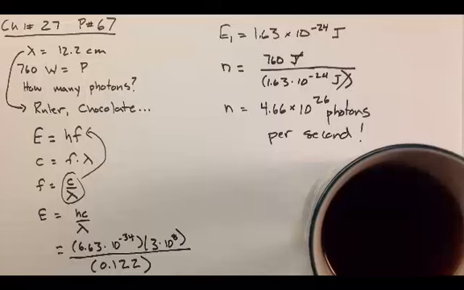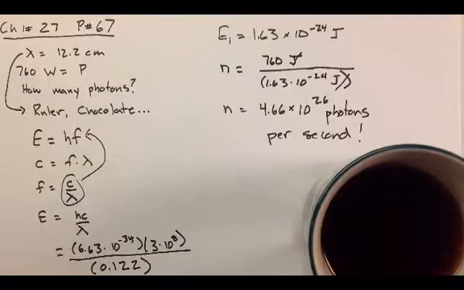All right, nice work, physics students, in calculating the number of photons in a microwave. Again, check out the chocolate bar ruler video in the link below that will tell you how to calculate the wavelength of your microwave and even calculate the speed of light using a chocolate bar.